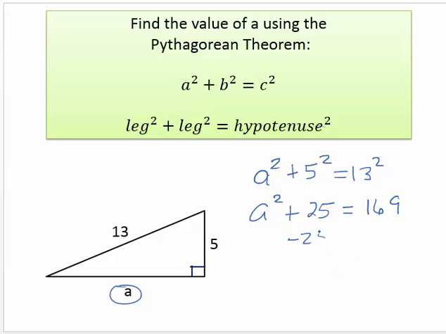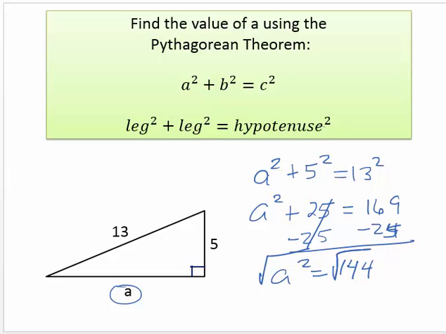Now we use a little algebra to solve this. We subtract 25 from both sides of the equation, and we're left with a squared on this side of the equation. I put minus 25 is what I meant to put there. And we're left with 144 on this side of the equation. To get rid of our squared, we take the square root of both sides. So we get a equals 12. So the leg of this triangle is 12. So we have a 5, 12, 13 triangle there.